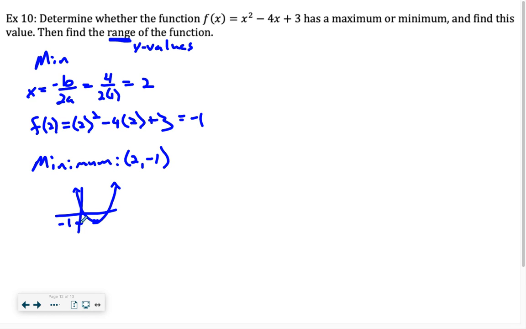Right? The graph is continuing on forever up. So the range here would be, and I am including negative 1. There's no break in the graph or anything here. Negative 1 to infinity would be my range. If my parabola opened down and I had a maximum, I would have a range of negative infinity up to the y value of that vertex. Okay.